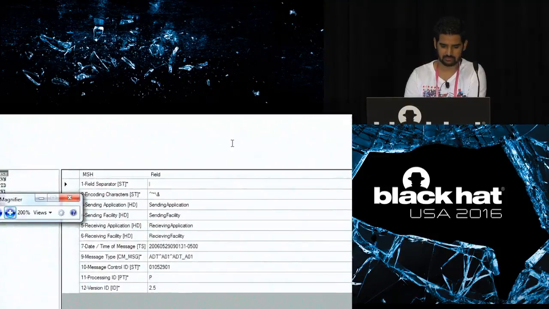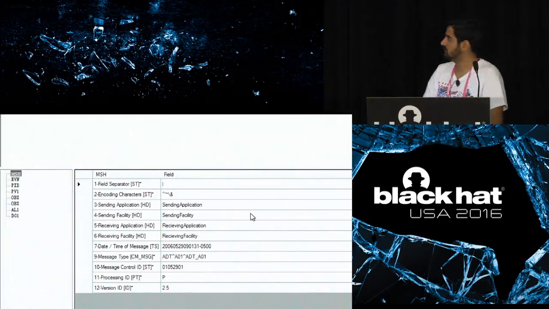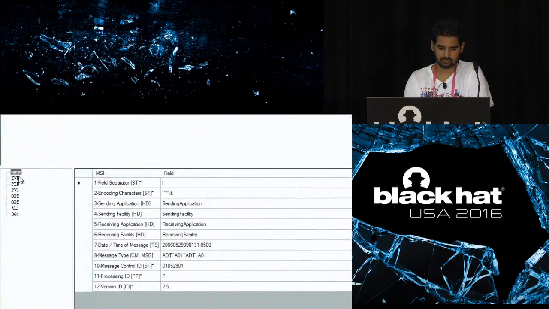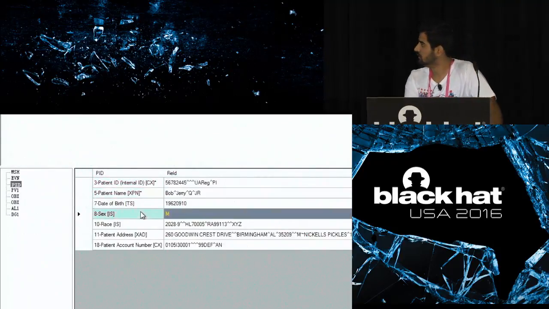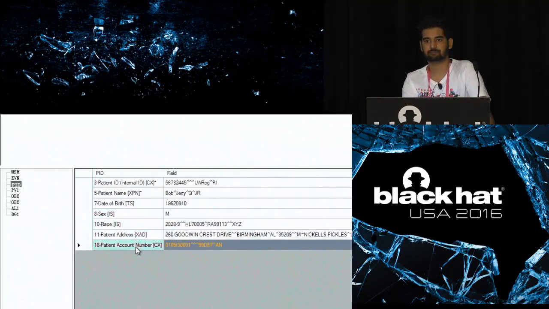So this is an ADT message. If you look at the EVN segment, this is the information that you have. So this is how an ADT message looks. This tool gives me all of that information. If you look at the PID segment, just look at this: the patient ID, patient name, the sex, place, patient address, patient account number. All right.